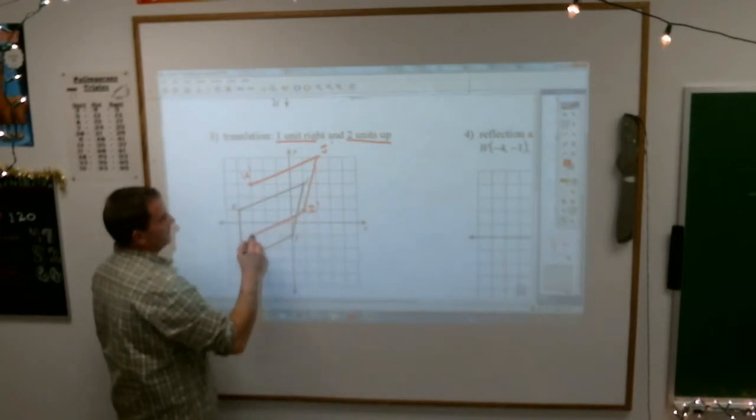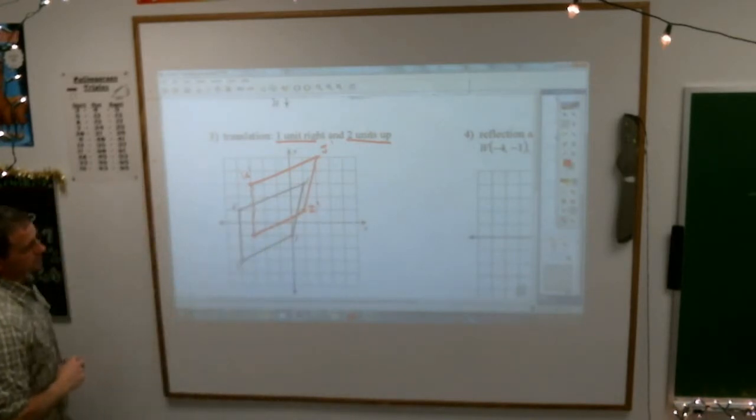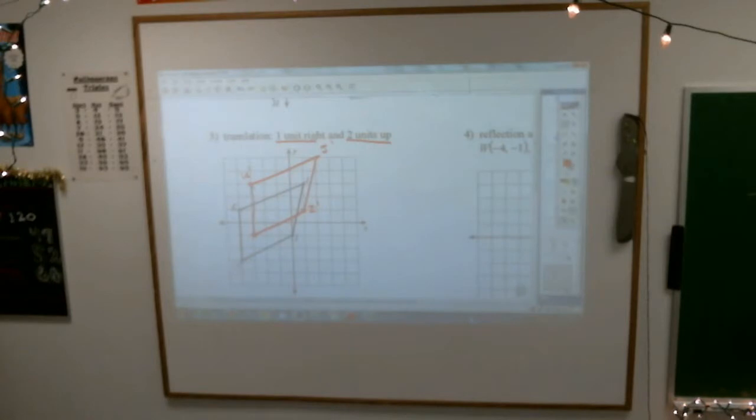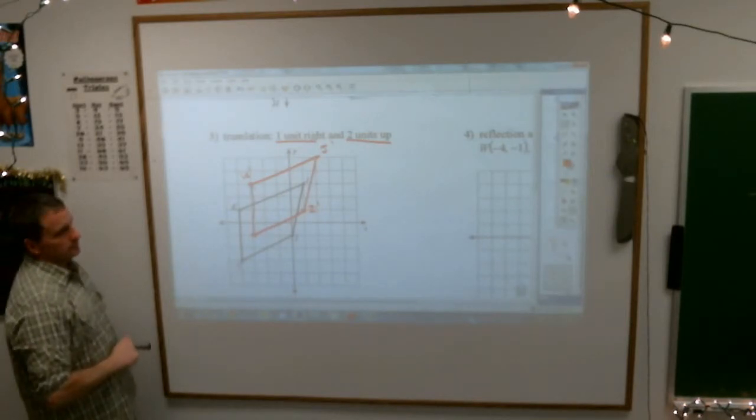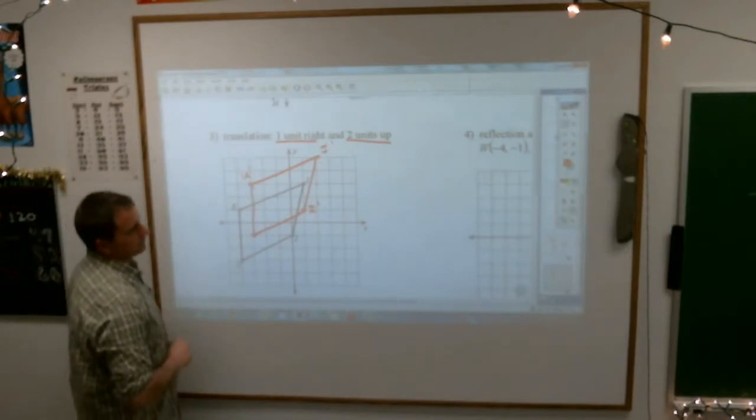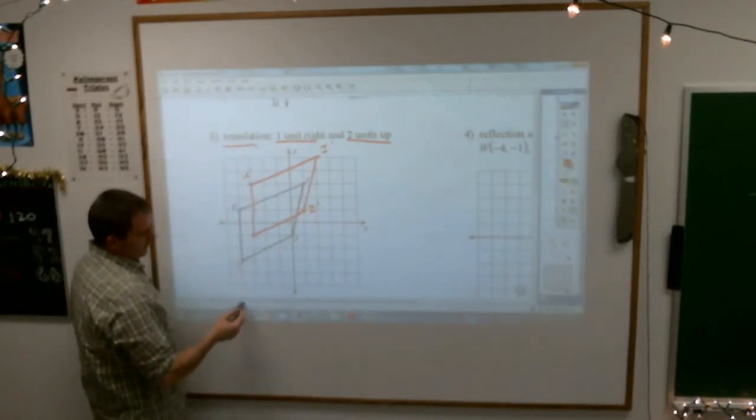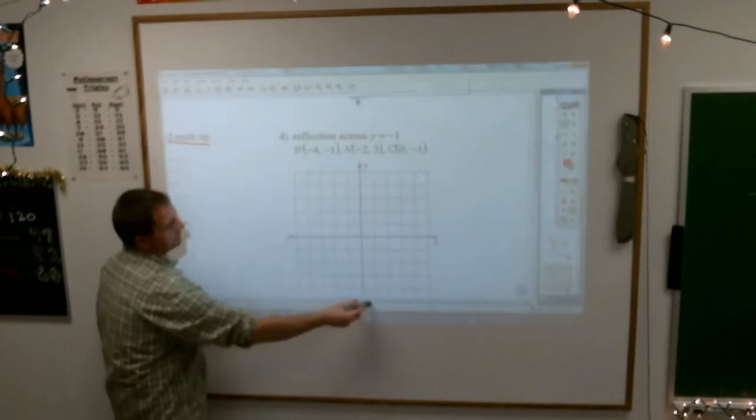This is by far easier than any of the other ones. Okay, rotation is going to be tough. Rotation just takes a little while. Okay. So you got the translation? All right, let's go back to problem number 4.